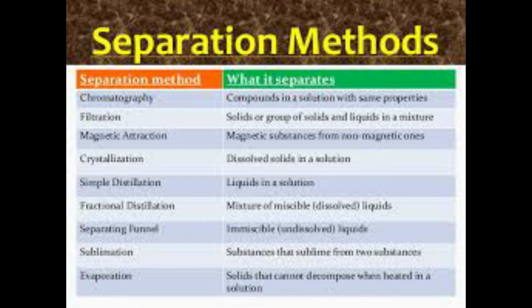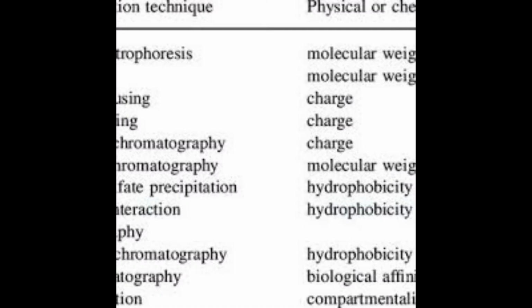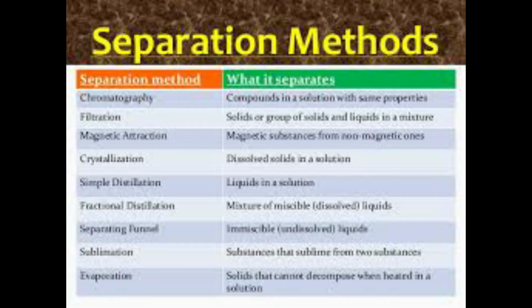Different mixtures are separated by using different physical processes. The various physical processes which are commonly used to separate constituents of mixtures are sublimation, magnetic separation, solvents, filtration, centrifugation, evaporation, crystallization, chromatography, fractional distillation, and separating funnel. In a few cases, more than one of these processes is used for separating mixtures.